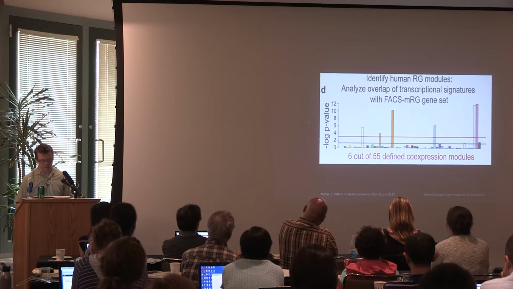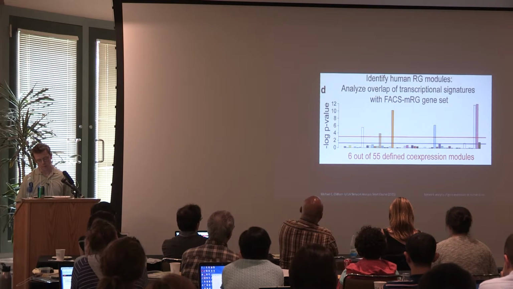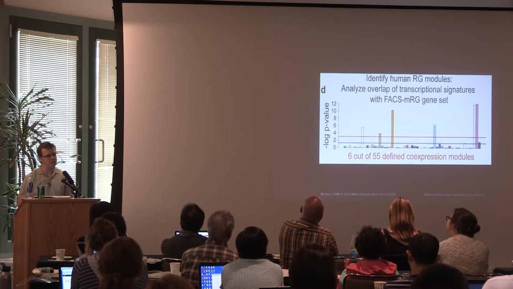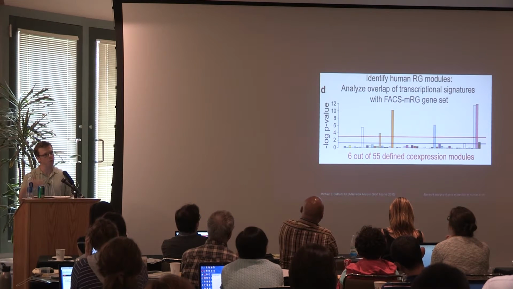And we found 6 modules that showed significant evidence of enrichment with that set of genes, which suggested that these modules might consist of genes that are co-expressed in human radial glia during cortical development.